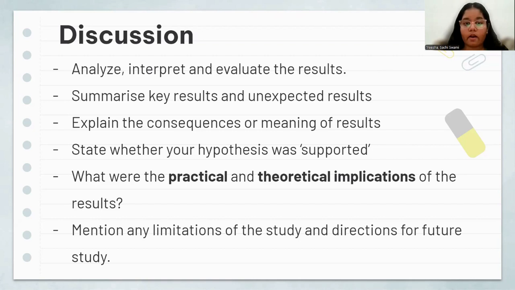In the results section, we only state our findings, but in discussions, you're supposed to write about what they mean, what difference it makes, what were the practical and the theoretical implications of the results, as well as mention any limitations that you might have faced during the study. For example, errors like human errors or technical errors. And last but not the least, you have to talk about the directions for future study. You can suggest what else can be researched in this field of your topic that you've chosen, or what else can be studied furthermore to make discovery better.